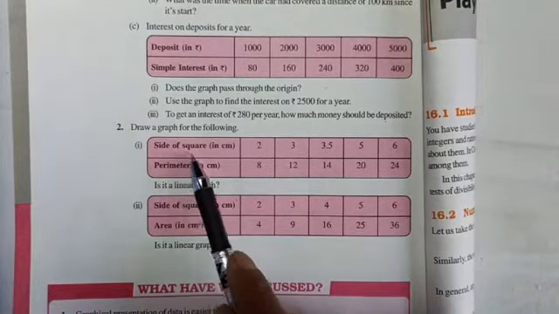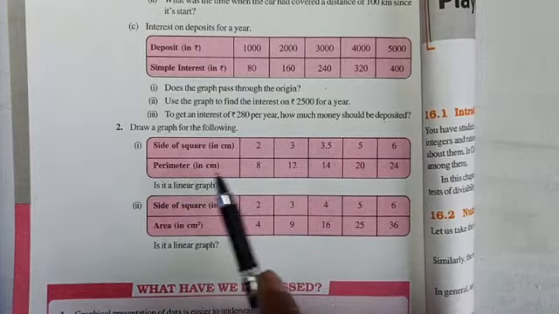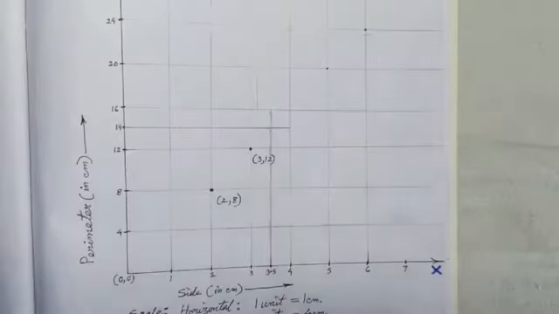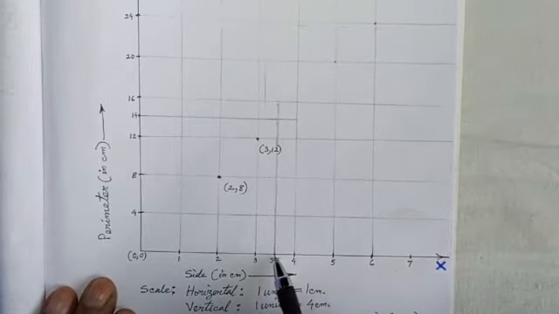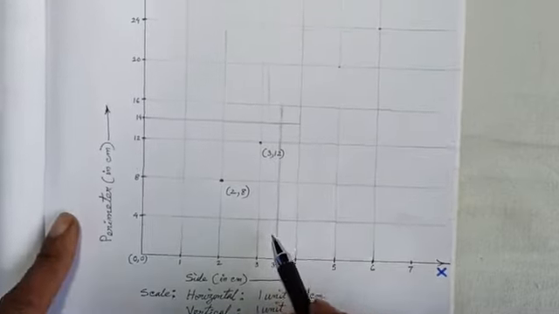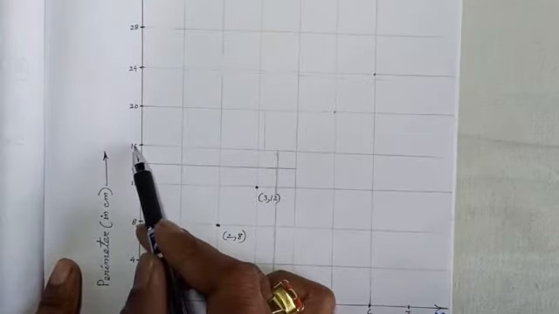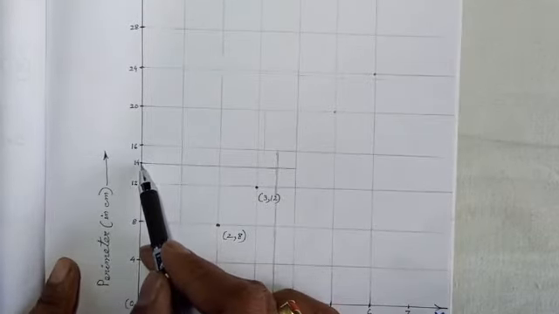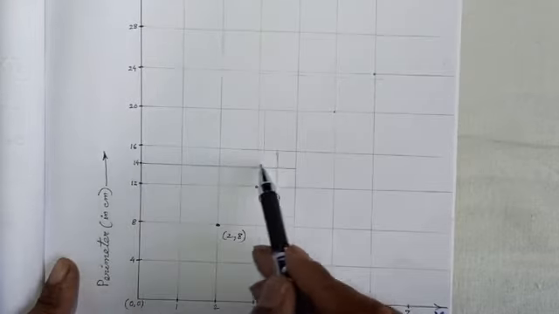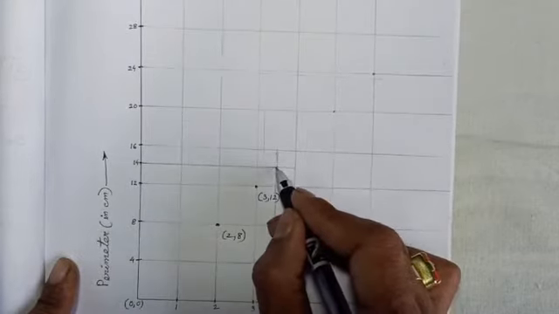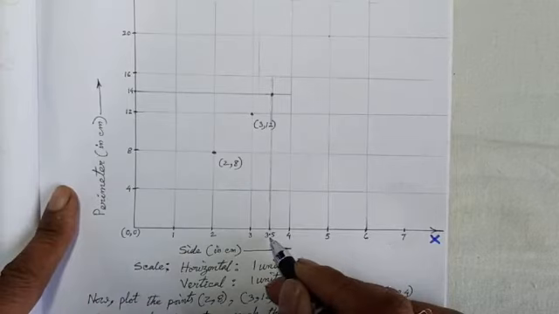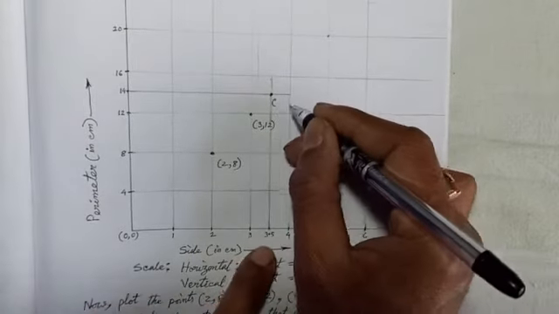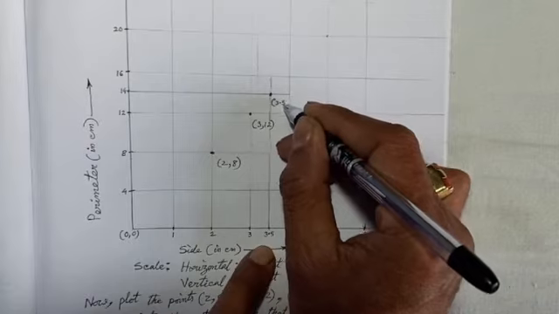Next is side of the square is 3.5 and perimeter is 14. So this is 3, this is 4, and this middle point is 3.5. Through this 3.5 mark we are drawing a perpendicular line, and this is 12, this is 16. So in the middle this is 14. Through this point we are drawing another perpendicular line, and these two perpendicular lines intersect here, and this point represents the coordinate 3.5 and 14.